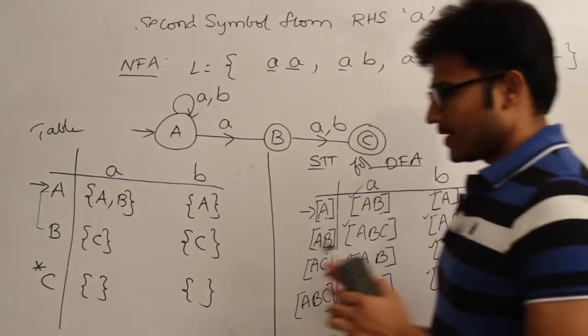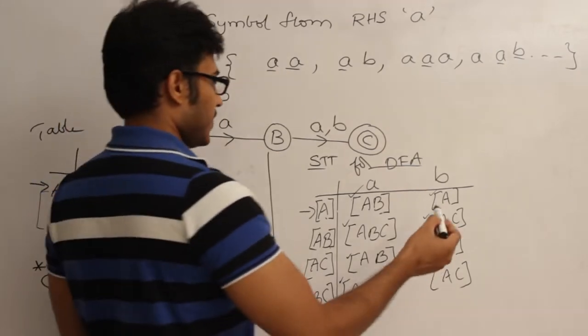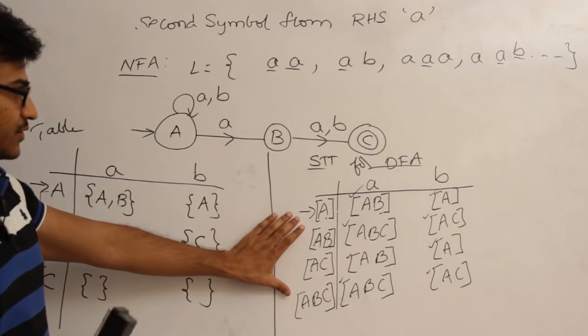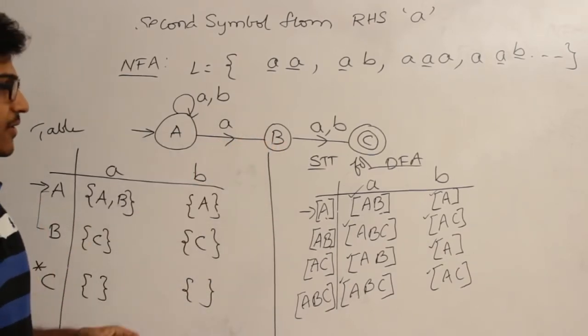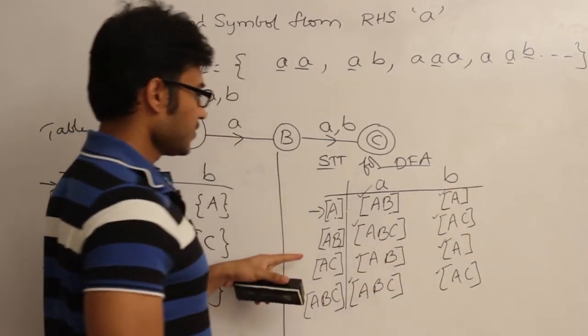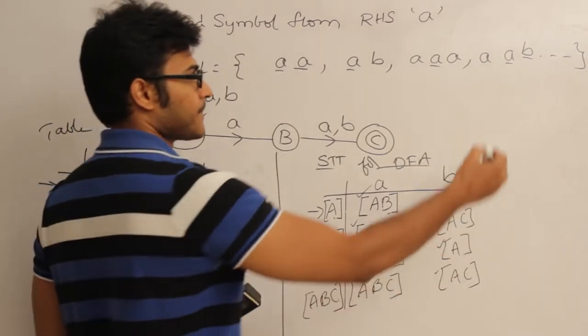Now let us analyze what this DFA is exactly doing. In order to analyze, I cannot analyze this way. I mean, if you can analyze it, it is okay, but I am more used to analysis using the state transition diagram. So let me take the state transition diagram and see what is happening. How many states are there? 4 states: A, AB, AC, ABC.